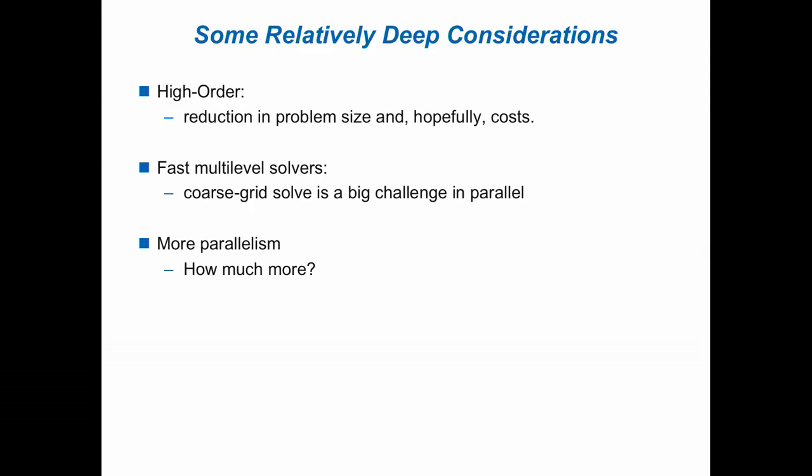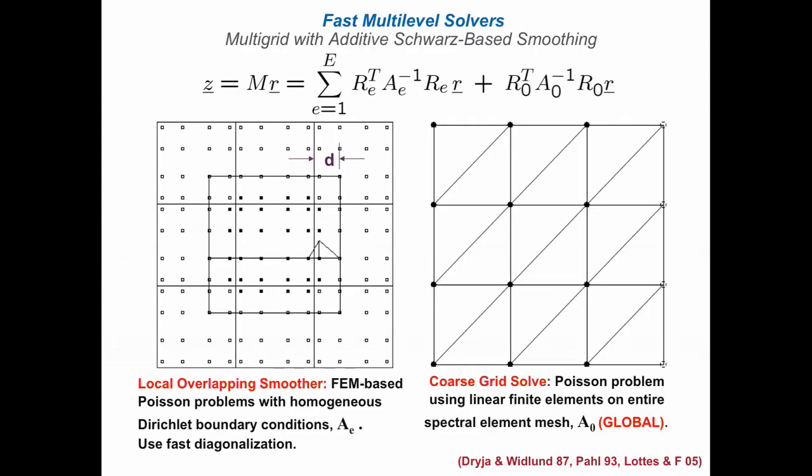Okay, and then fast multi-level solvers, I'll just talk a little bit about that. I'm not going to go into details, but I'll just give you some idea of the roadmap. We're using multigrid with additive Schwarz-based smoothing. So we had an additive Schwarz code, and then we decided, oh, we really want to make it multigrid. So it's really just multi-level Schwarz is another way of thinking about it.